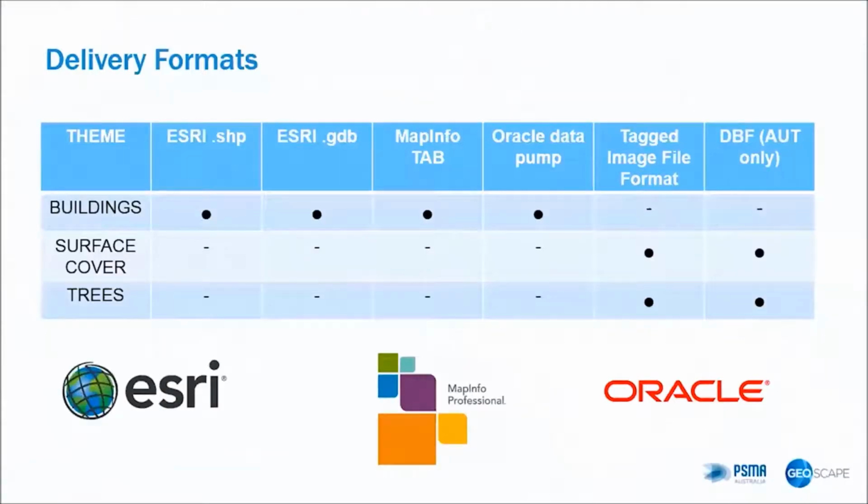So, continuing on. The last thing we'll talk about is delivery formats. So the Geoscape product is available nationally, and again, as I mentioned before, the rolling schedule is available on our Geoscape website. So we are able to provide Geoscape in 6 different formats. So for our vector and spatial components, so the buildings theme, we have made available using Esri's shapefile and file database, MapInfo TAB, and also Oracle data pump formats. And our raster components, so that's our surface cover and trees theme, is made available using geotagged image file formats.